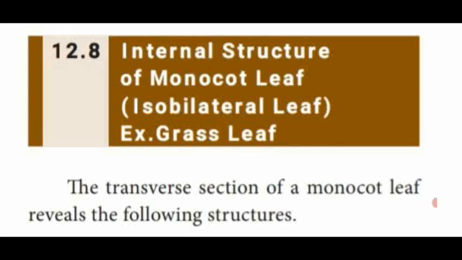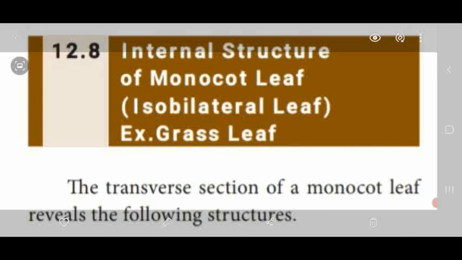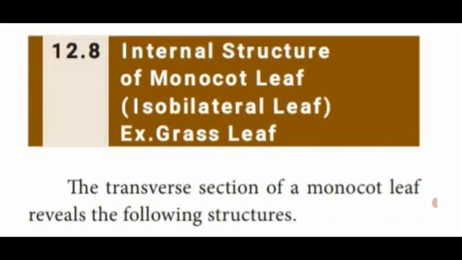Dear students, one differentiation is there: differentiate between dorsiventral leaf and isobilateral leaf. Dorsiventral leaf means the mesophyll tissue region is differentiated into palisade and spongy parenchyma. Isobilateral means the mesophyll region is differentiated into either palisade parenchyma or spongy parenchyma. That means any one of the cells is only present in the mesophyll tissue region.